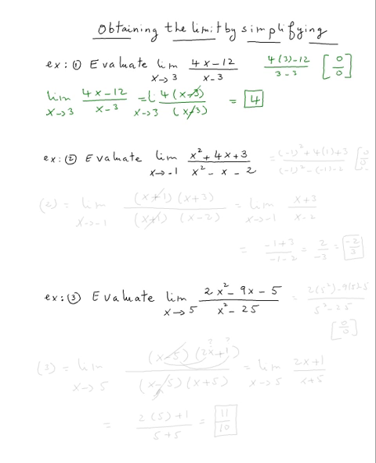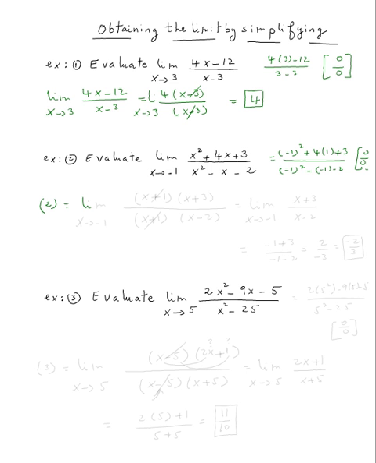For the second example, if we plug in negative 1, we'll get negative 1 squared plus 4 times negative 1 plus 3 over negative 1 squared minus negative 1 minus 2. And just verify that's a 0 over 0. So same thing, we need to somehow factor and simplify. So let's call this 2. 2 is the limit we're looking for.